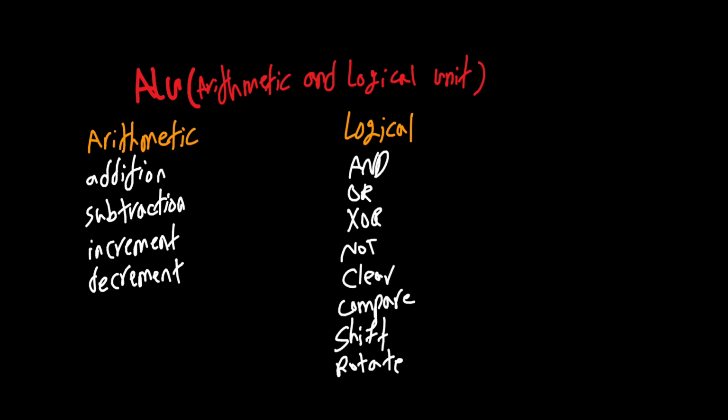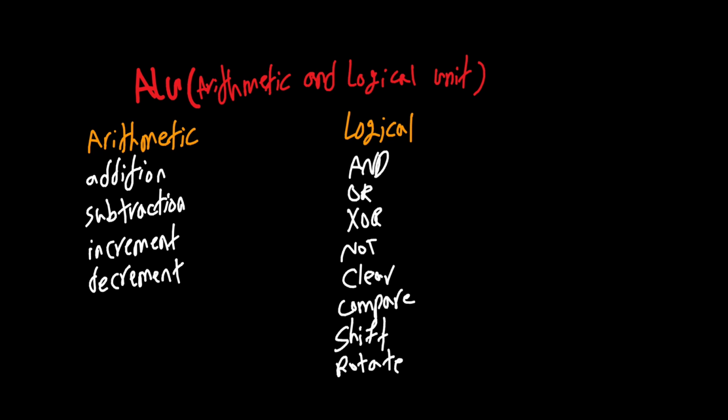So the ALU of the 8085 microprocessor accomplishes these different tasks. As the name suggests, arithmetic and logical instructions. In the arithmetic unit, it accomplishes addition, subtraction, increment, and decrement. And at the logical level, it does AND, OR, XOR, NOT, clear, compare, shift, and rotate. The concepts of the ALU and the flag register always relate to each other, which is why we want to explain both of them in the same lecture.